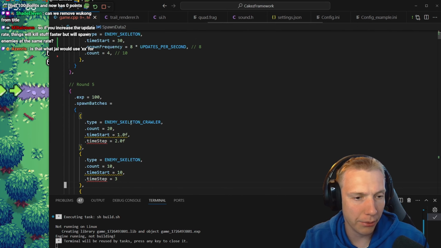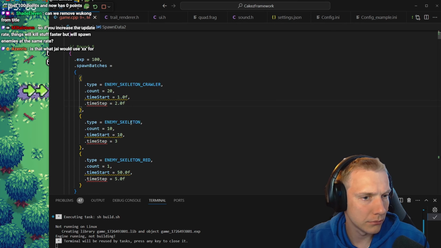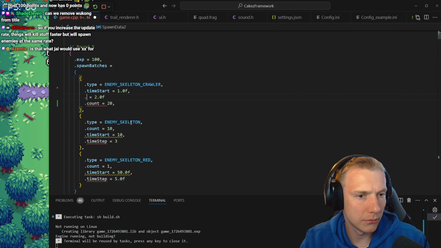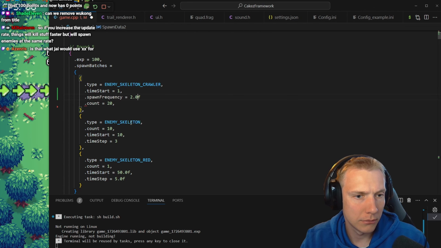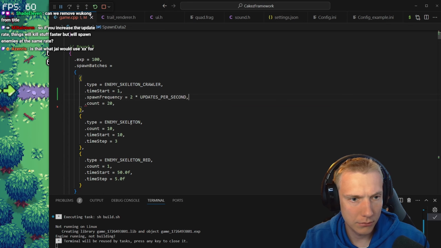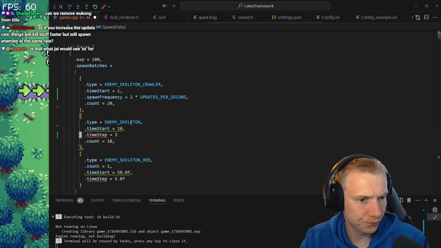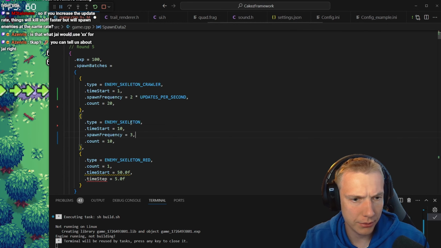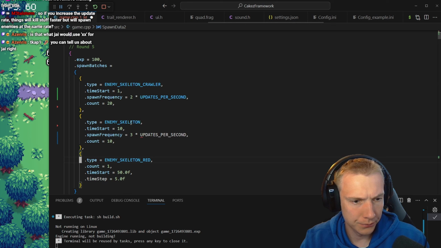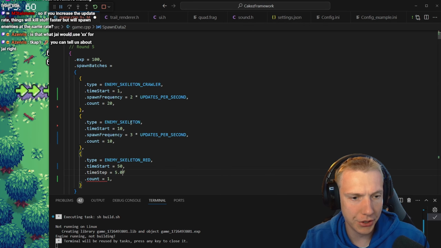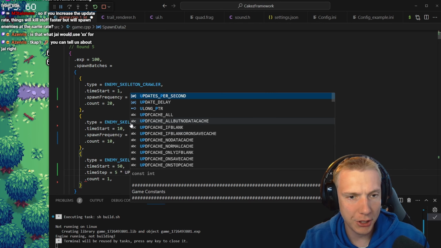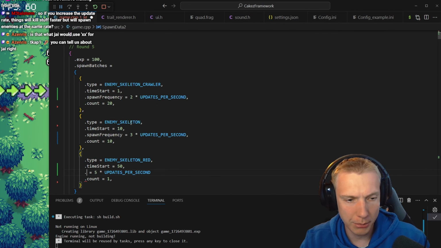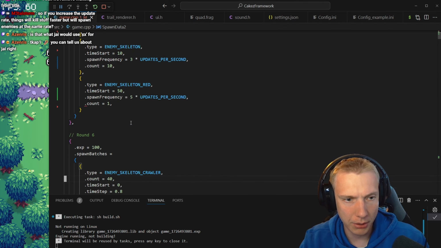We still need, I think, like 3 or 4 rounds, then we're done. This is 3 updates per second. I don't even know why this works. And over here we have 50. Start on 50, we spawn 1, and this is the red skeleton. Yeah, that's 5 updates per second. You don't even know if this works. Hopefully it does.